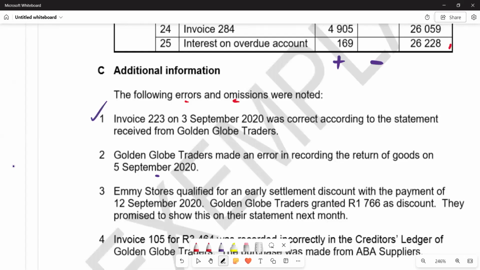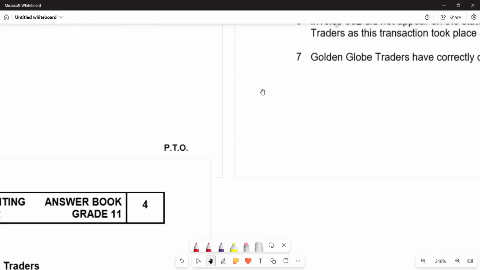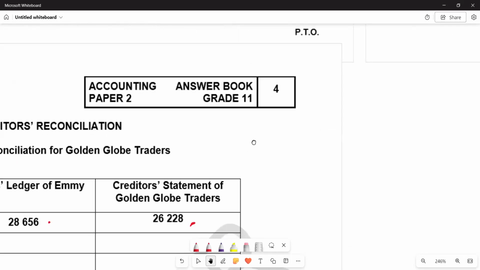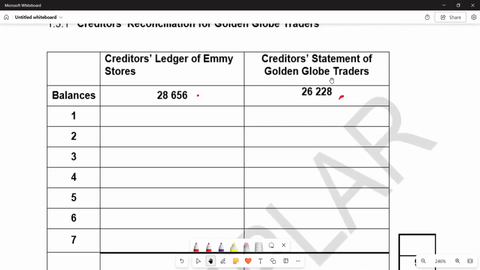But what is important is that this error is being emphasized: on the statement received from Golden, it was correct. It was correct according to the statement received. So the statement is not going to be affected. There is a zero effect on the statement, but the effect that we are going to have is in the ledger. So if you come here, you would see that in the ledger, we are saying it's a plus 256.